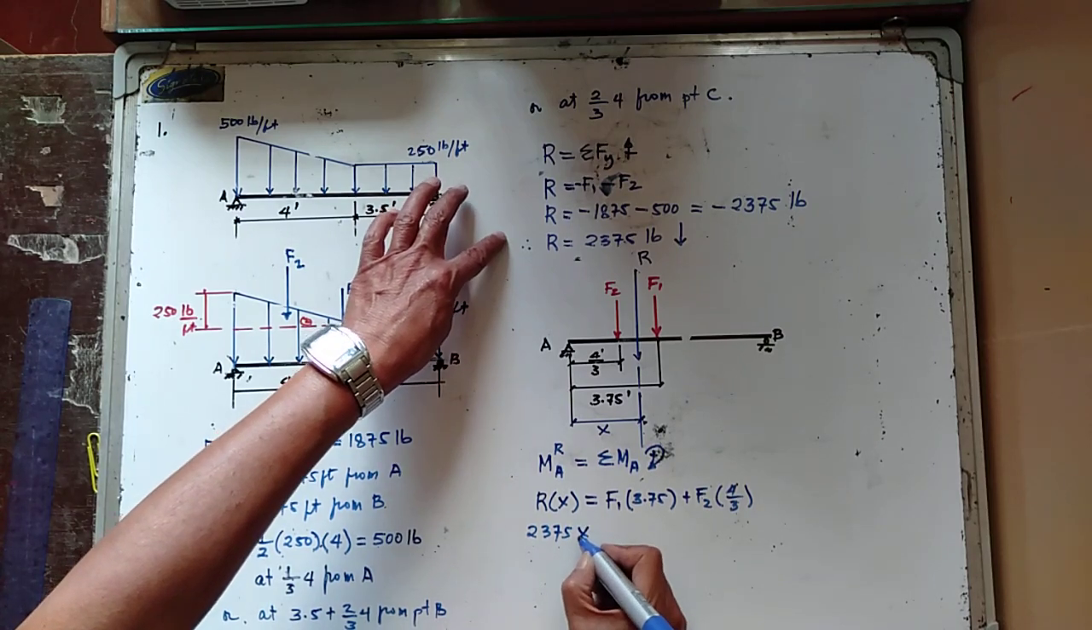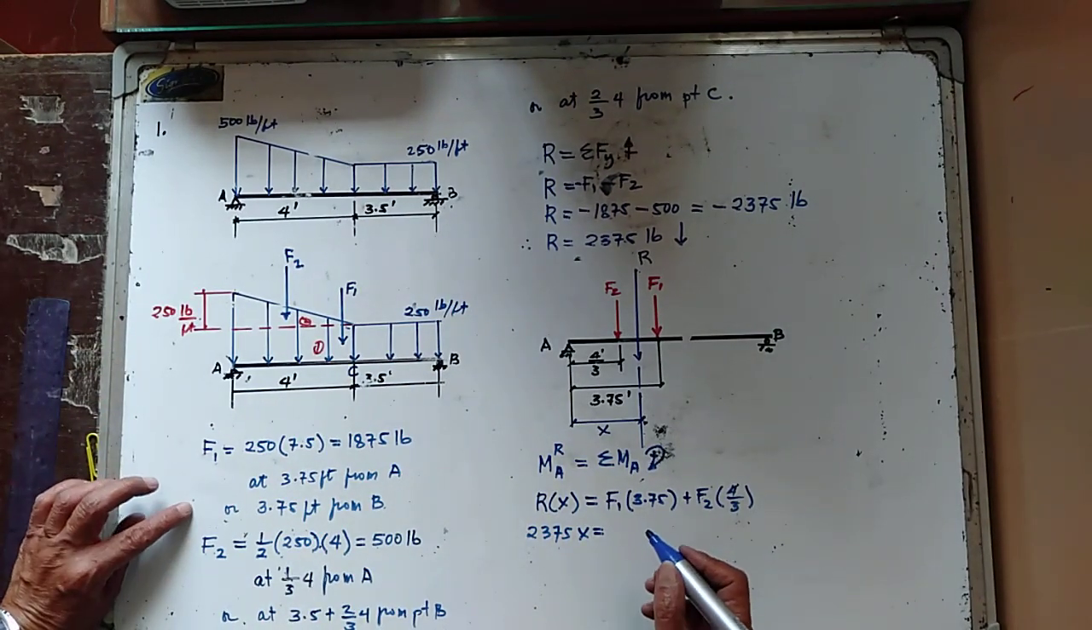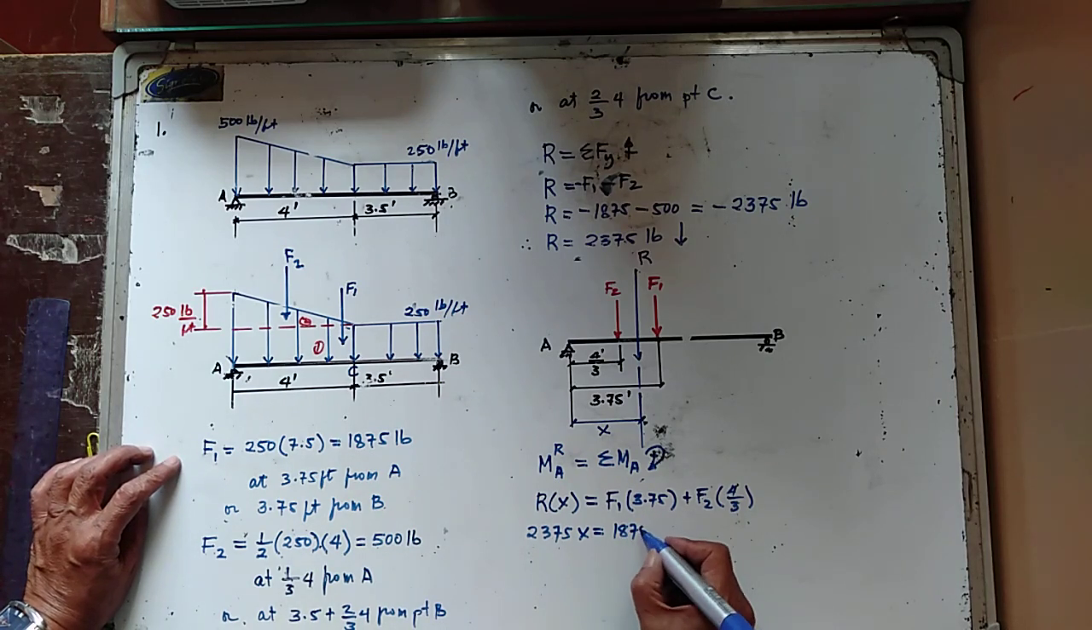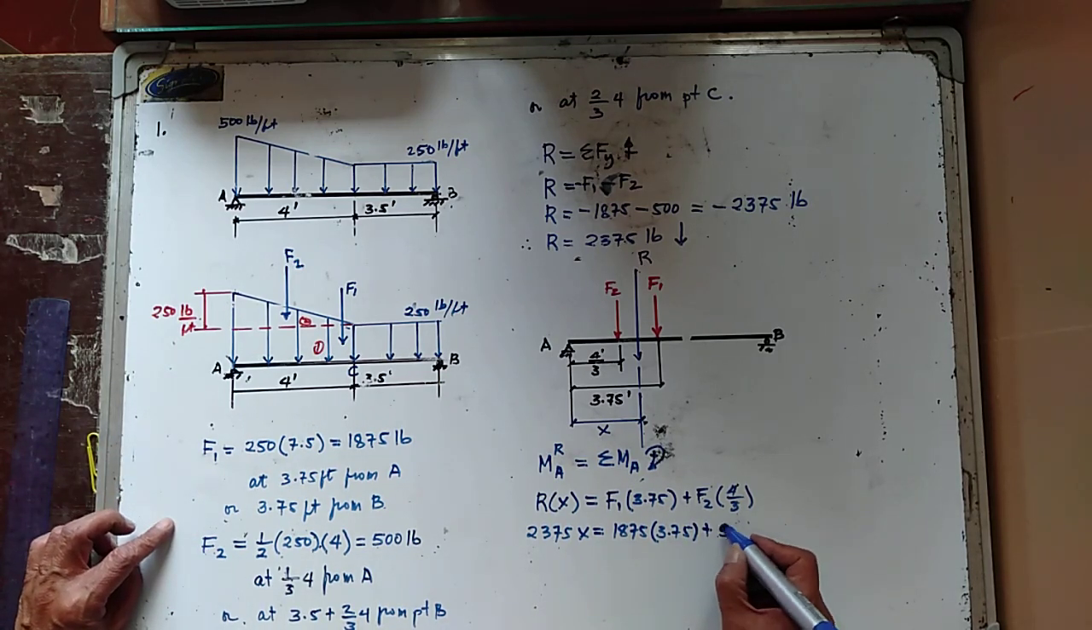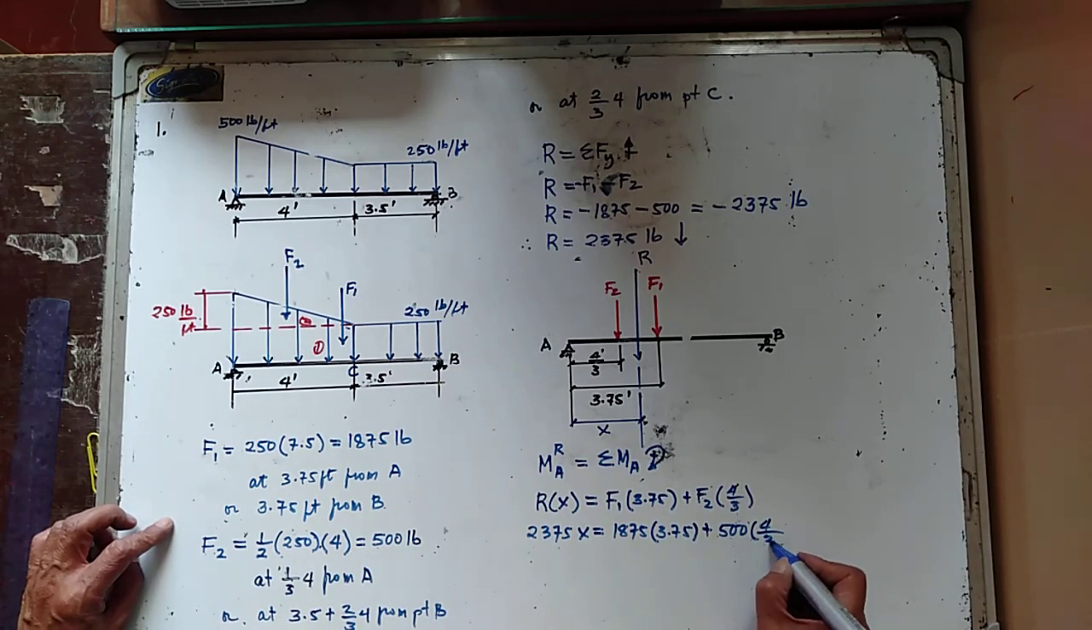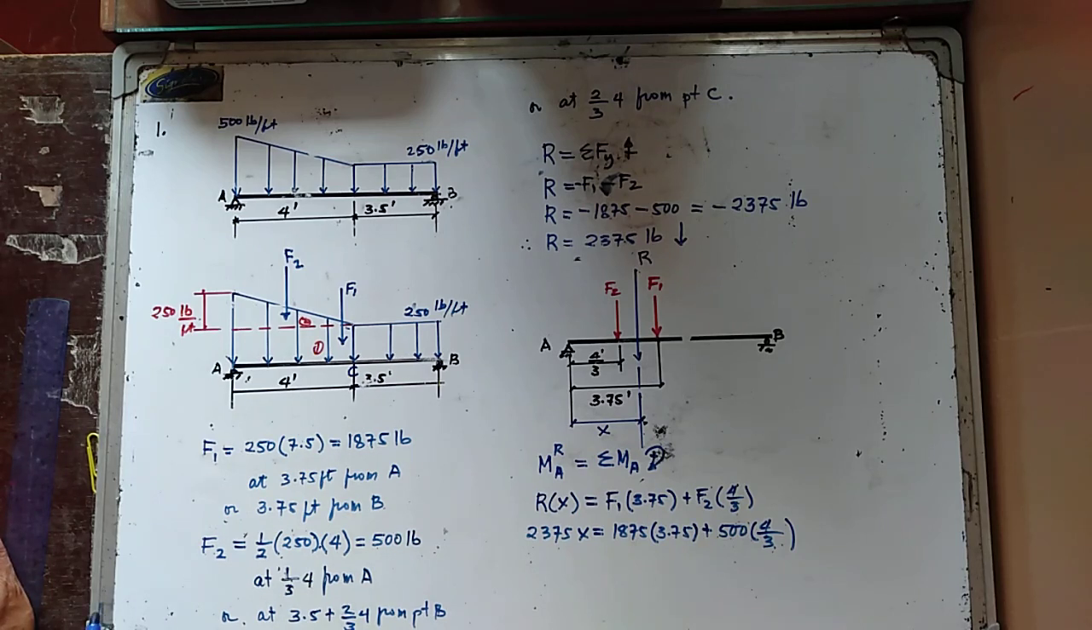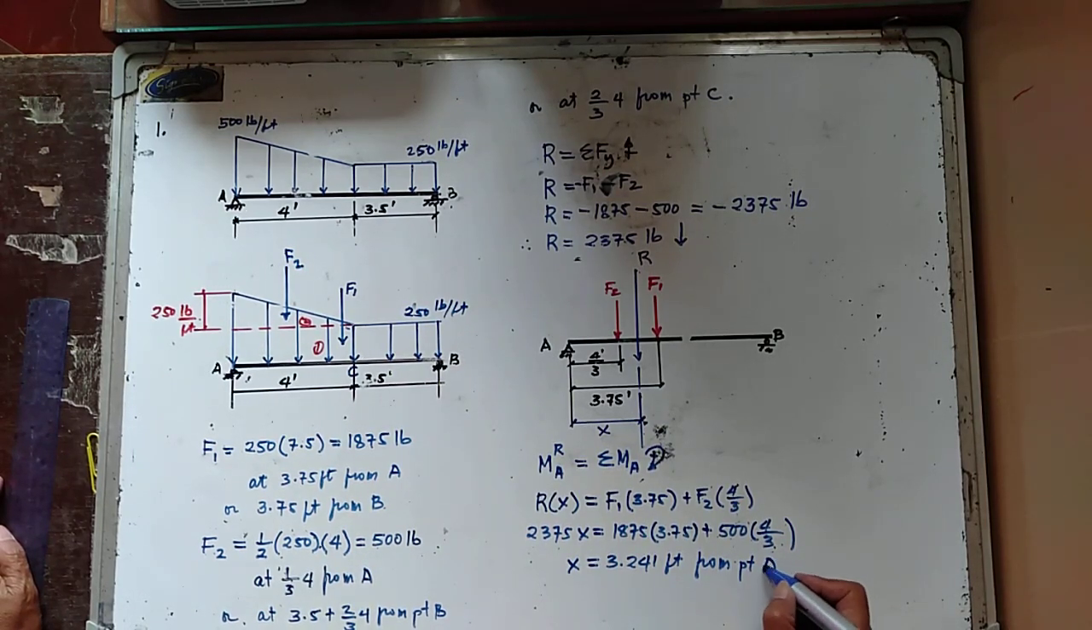So the resultant force is 2375 multiplied by x is equal to F1, which is 1875 by 3.75 plus F2, that is 500, multiplied by 4/3. And this is your x, therefore is now equal to 3.241 feet, that is from point A. So that is now the location of the resultant.